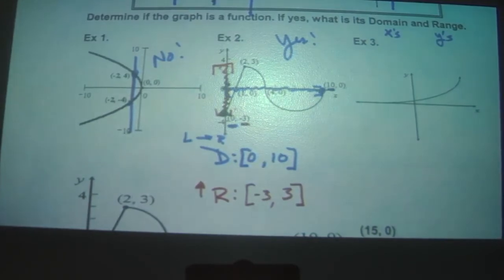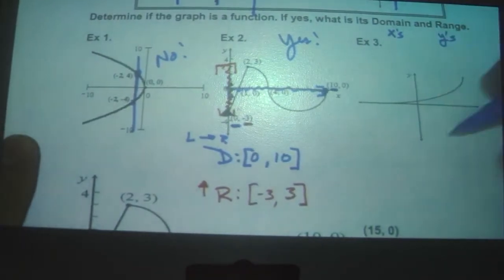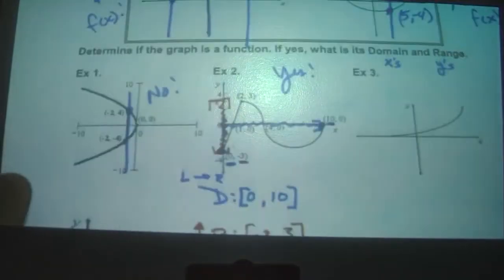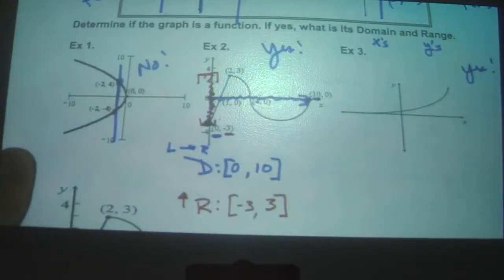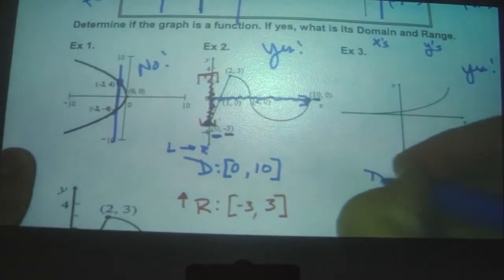Function, not a function. What do you guys say? Function, it passes the vertical line test. That's just like this one up here. Okay. So that is for sure a function. And then we have to do domain and range.